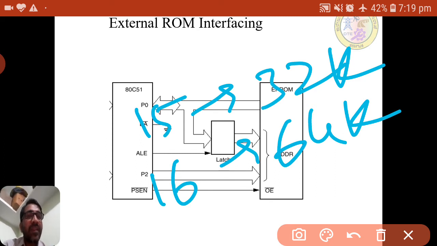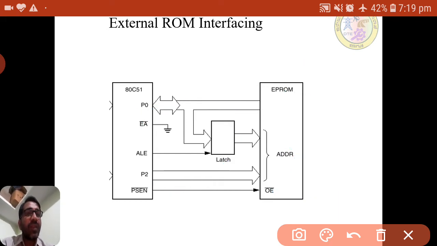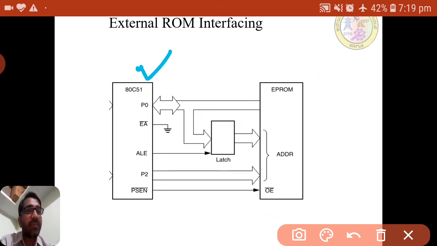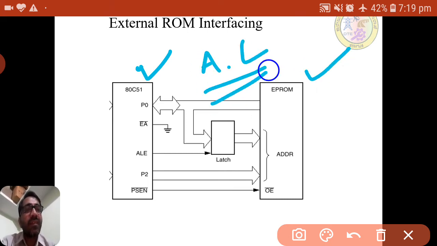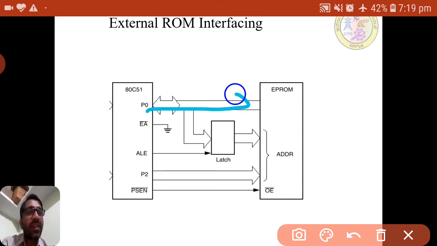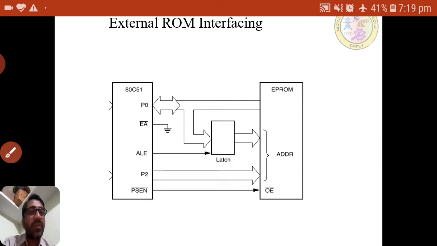Because of that, A0 to A7 and A8 to A15, totally 16 address lines, it is capable of interfacing with 64k. So whenever we want to design or interface the microcontroller with any other peripheral or memory, for example a memory, first we need to calculate how many address lines are required based on the size of the memory. Then afterwards, the data bus will be connected, and these signals are fixed, ALE and this latch. So this is with respect to ROM interfacing.